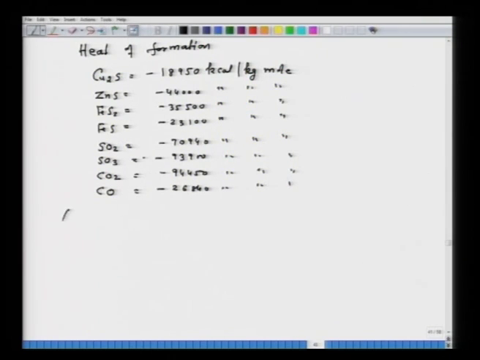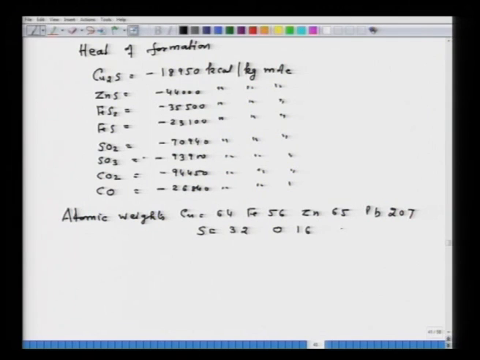Now, various atomic weights that we will use for calculation. Atomic weights: copper, I will be using 64, iron 56, zinc 65, lead 207, sulfur 32, oxygen 16, carbon 12. I will not be using any fraction. So, these are the things that I am using, and also the volume of the gas.